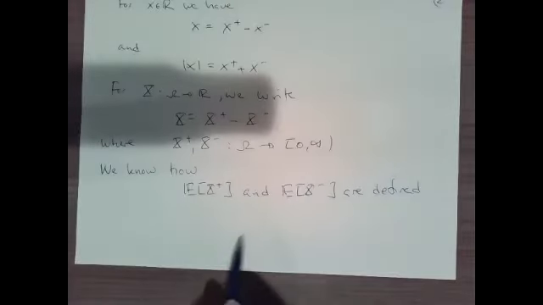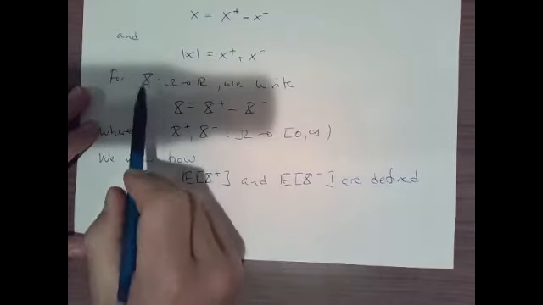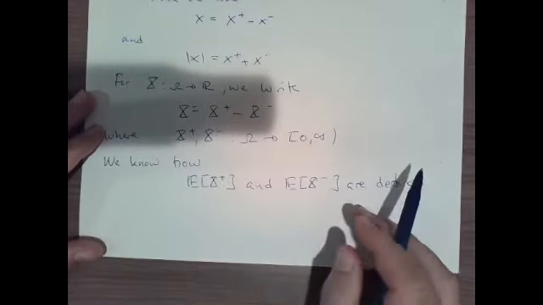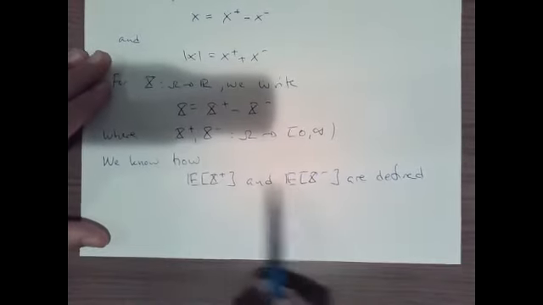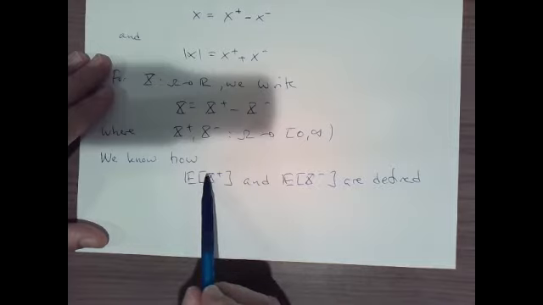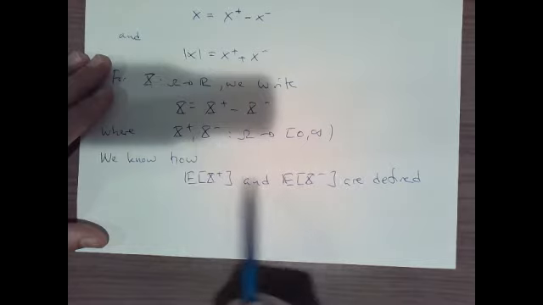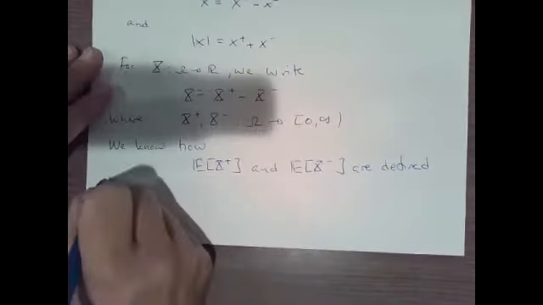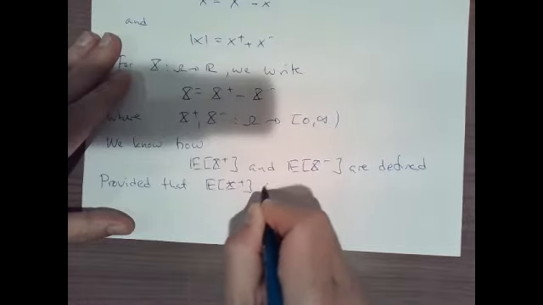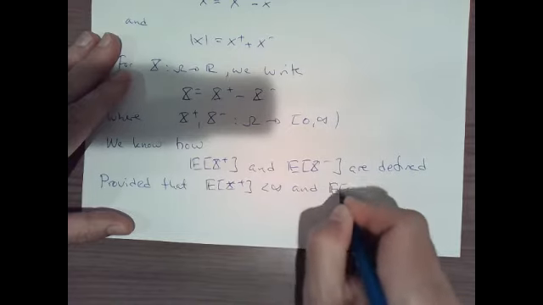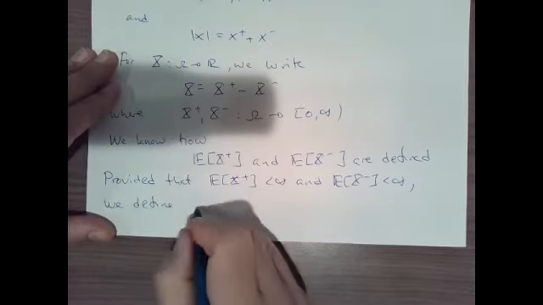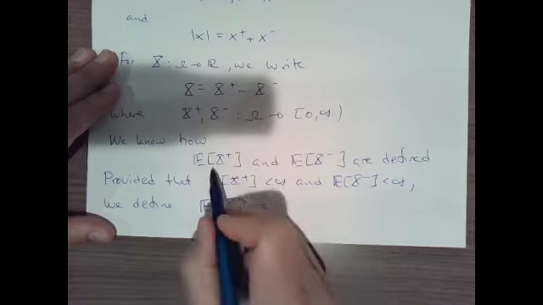So how would we use these two to get the expectation of X? Given that X is equal to their difference, the natural thing to do is to say that the expectation of X is going to be the difference between these two. The problem with that, as we saw last time, is that these expectations can potentially be plus infinity. So we have to be a little bit careful about looking at the difference. So provided that the expectation of X positive part is finite, and provided that the expectation of the negative part is finite, we define the expectation of X as the difference.